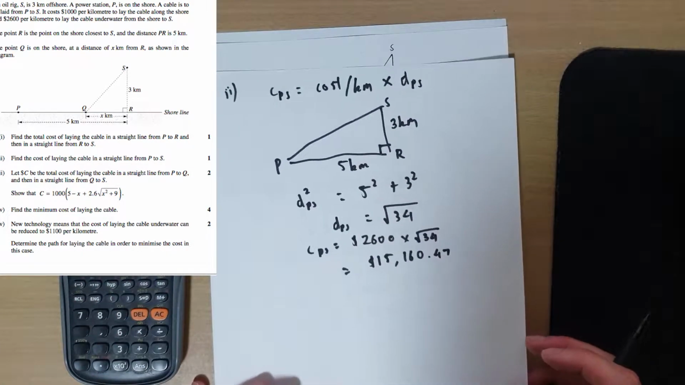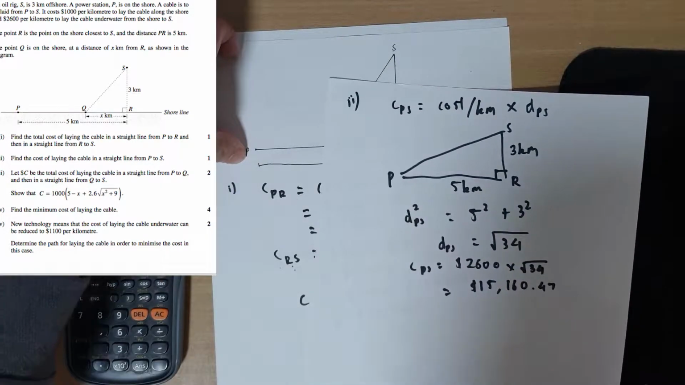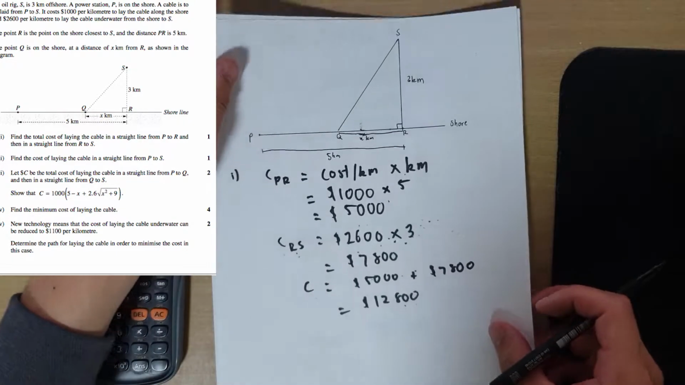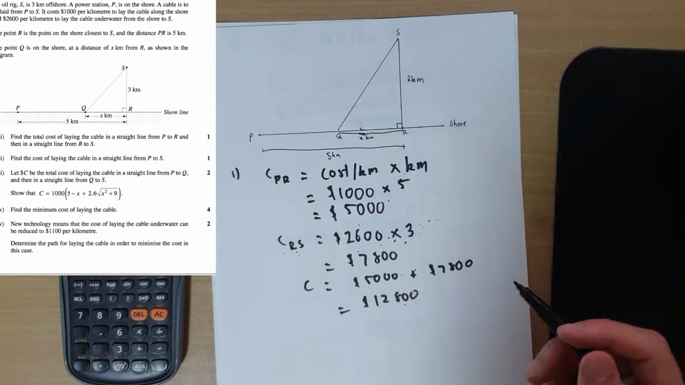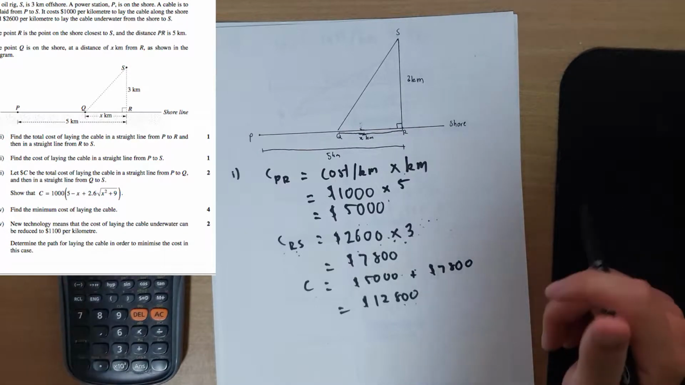Not too bad as well. So far the question's not too crazy. All we've got to do so far is just find the distances of what we have to calculate. We know the cost because the cost has been given to us, so it's not too bad so far.